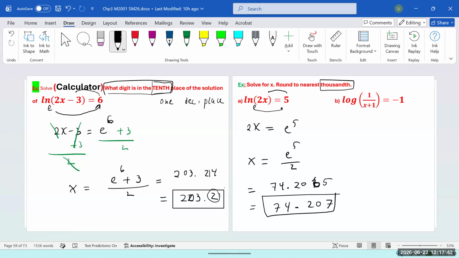It looks complicated, but actually it's not. Marco. Put it to base 10 and plot the ball. So 1 over x plus 1 equals 10 to the negative 1. So x plus 1 equals 1 over 10. Multiply by x plus 1. And I got 1 equals x plus 1 over 10. Multiply by 10.